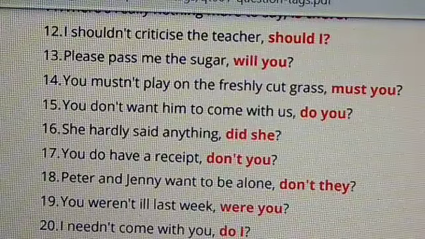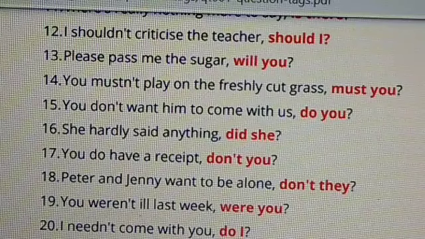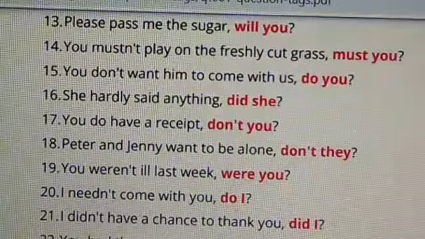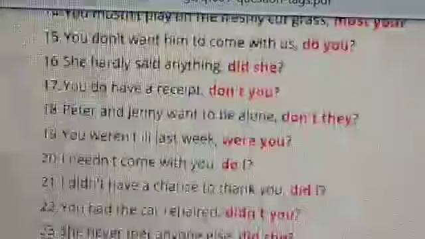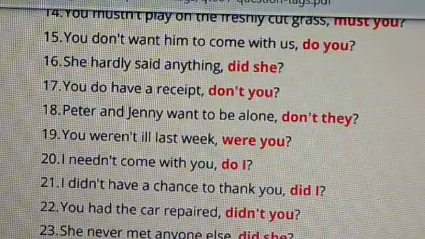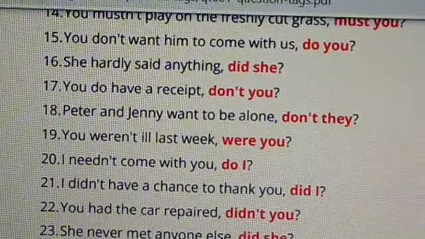18th, Peter and Jenny want to be alone. Both are together, no? So we use don't they. 19th one, you weren't ill last week, were you? 20th one, I needn't come with you, do I? Or need I? 21st, I didn't have a chance to thank you, did I?